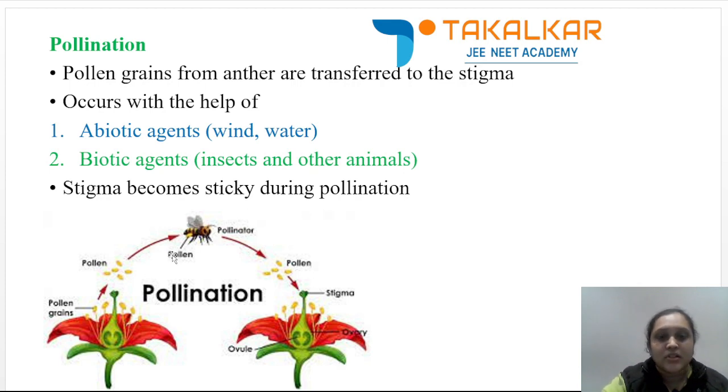So what happens in the case of pollination? The pollen grains which are produced inside the anther are passed by the pollinating agent to the stigma of the flower, and therefore the further process of fertilization can take place.